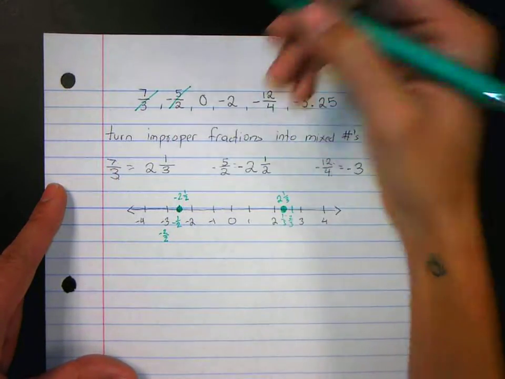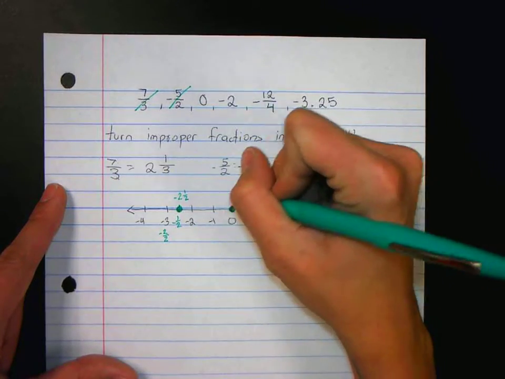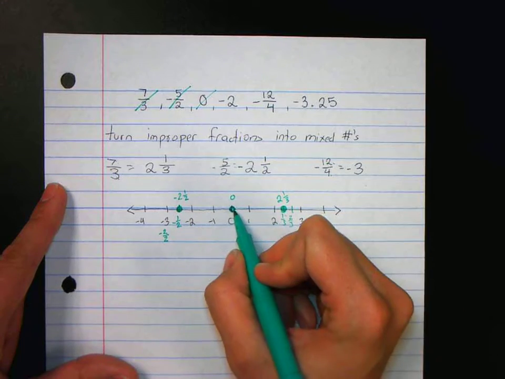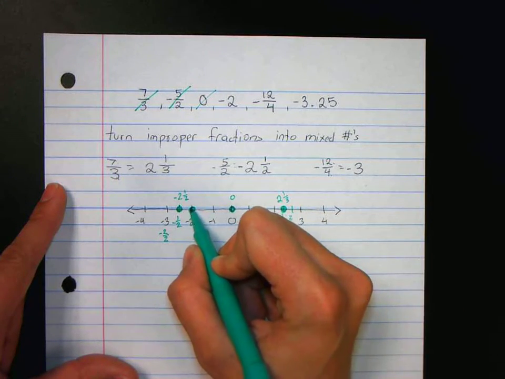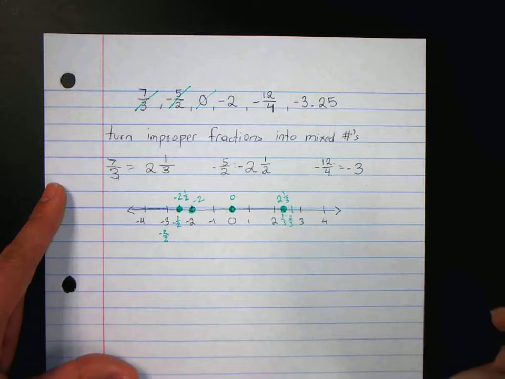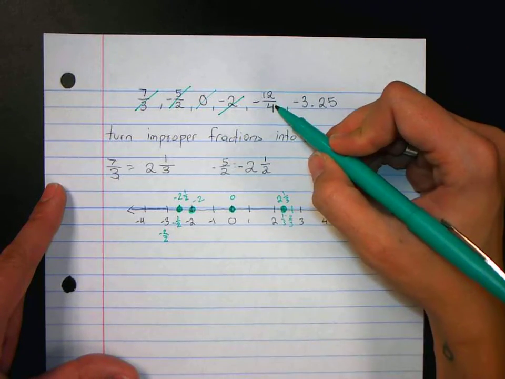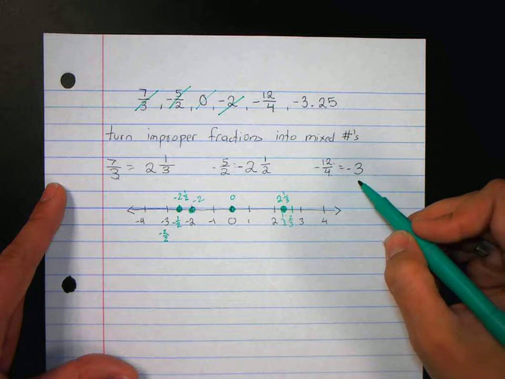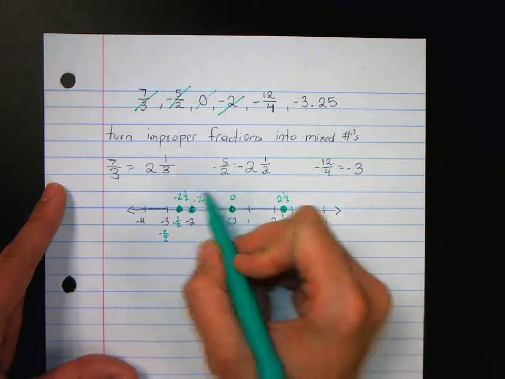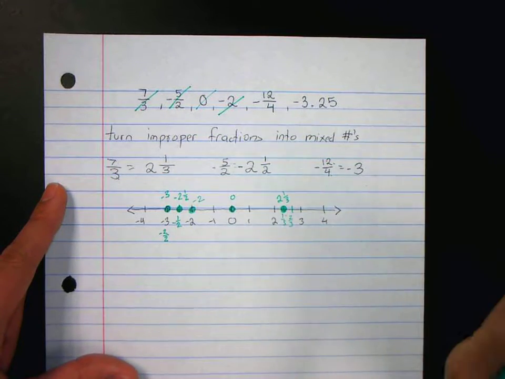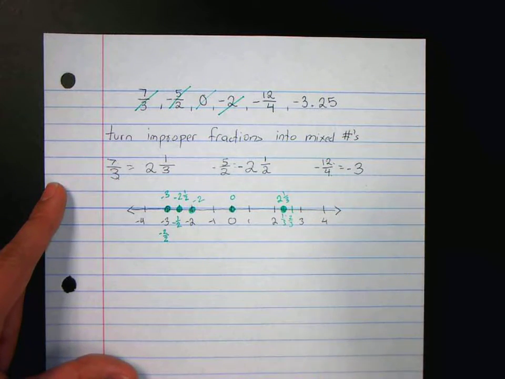We have 0, plot at 0, easiest one. We have -2, so I'm going to work my way toward the negative side at -2, put a nice dot, and label it -2. -12/4, I know -12/4 is the same as -3, so we're just going to work our way on the negative side and plot a point at -3. We're going to cross that out because we're done.